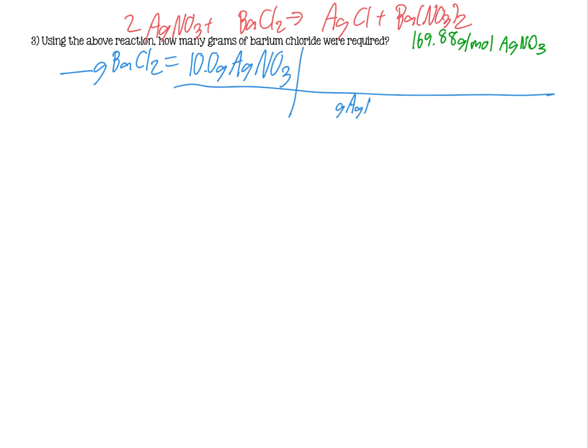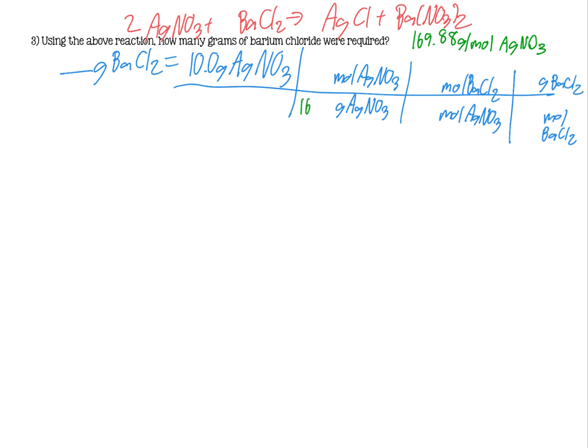We want to get rid of grams of silver nitrate and make grams of barium chloride. To do this, we first need to convert grams of silver nitrate to moles of silver nitrate using the molar mass, then convert moles of silver nitrate to moles of barium chloride using our balanced equation. Finally, we can convert moles of barium chloride to grams of barium chloride. We already know the molar mass of silver nitrate as well as the balanced equation. So let's focus on finding the molar mass of barium chloride.